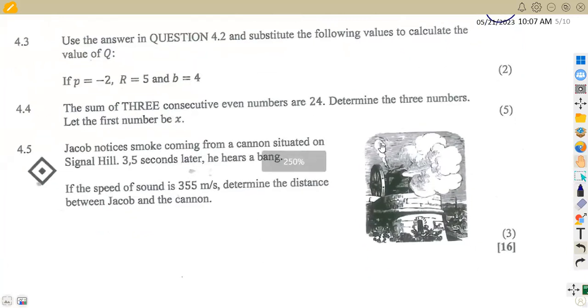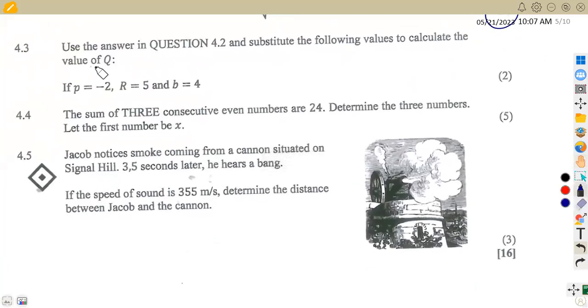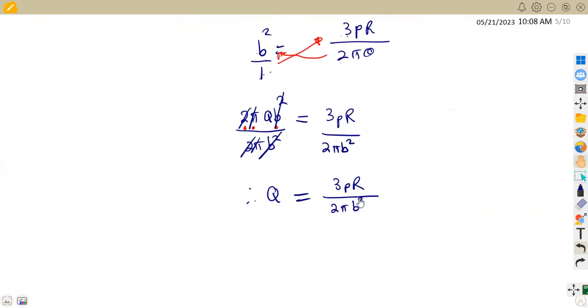Use the answer in question 4.2 and substitute the following values to calculate the value of q. So we are given p, we are given r, and we are given b. What you simply do is substitute these values. Already we have made q the subject. So we are going to simply substitute into the formula in which we made q the subject. Remember, this is our q, which is equal to 3pr and so forth. So we're simply going to substitute our values into our formula.